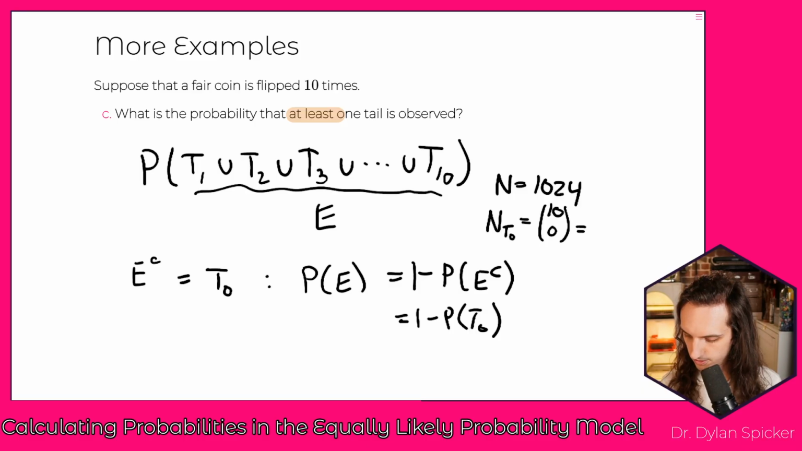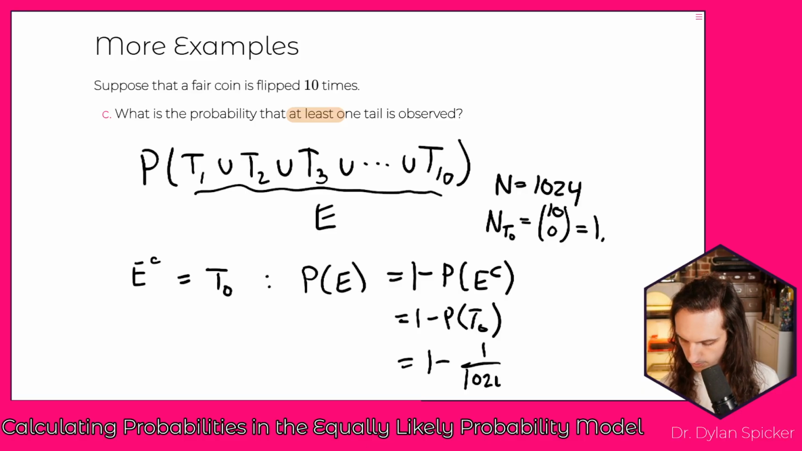If you do 10 choose 0, you're going to find that that is exactly 1. In other words, we could have done 10 choose 10 and counted up how many ways there are of placing the heads. But so what we can say is that this is going to be 1 minus 1 out of 1024.